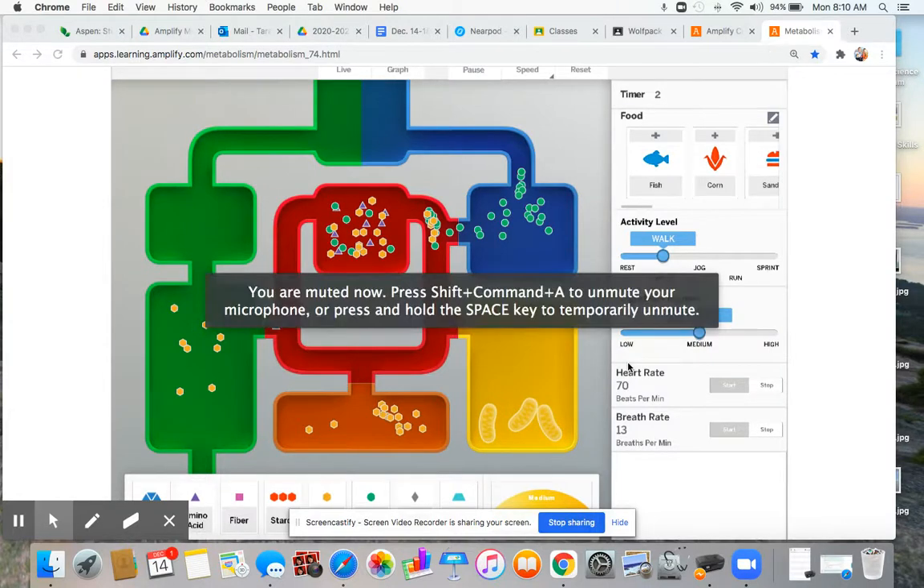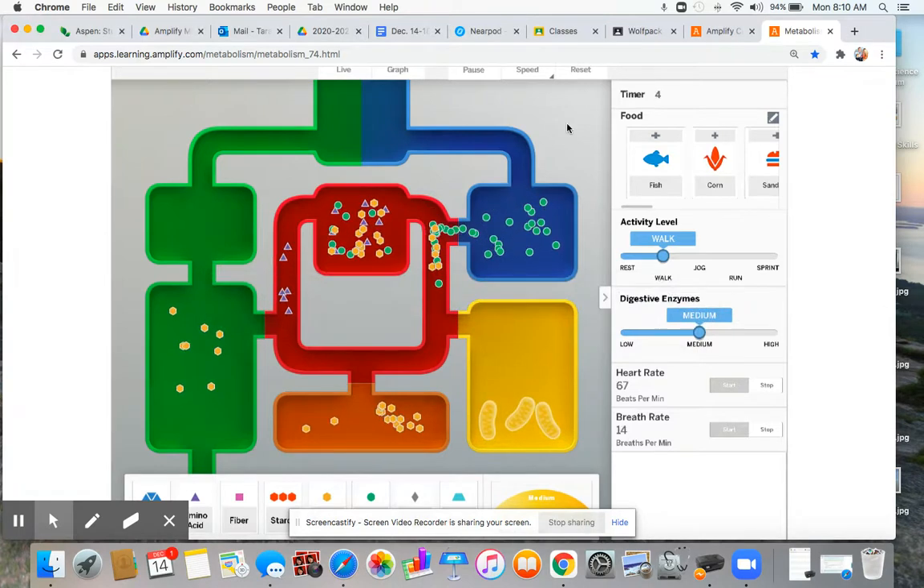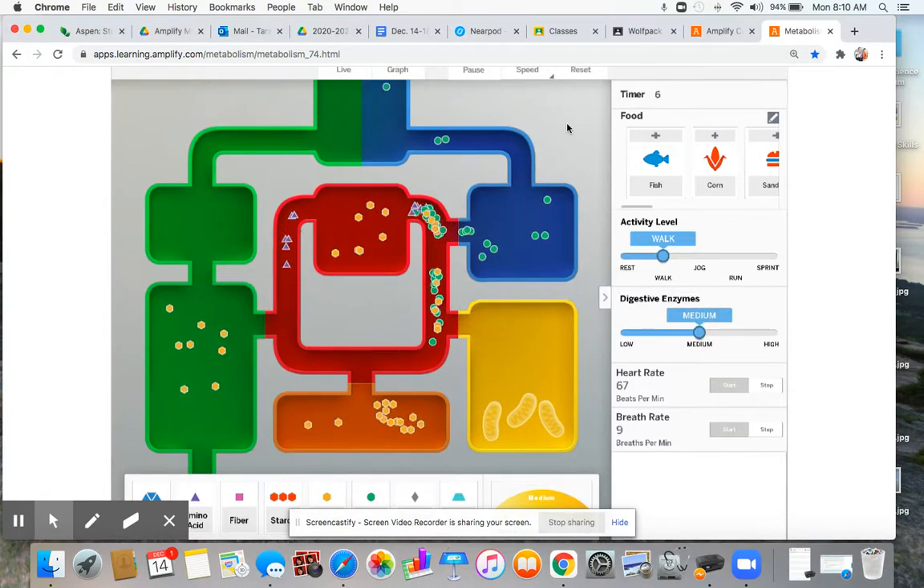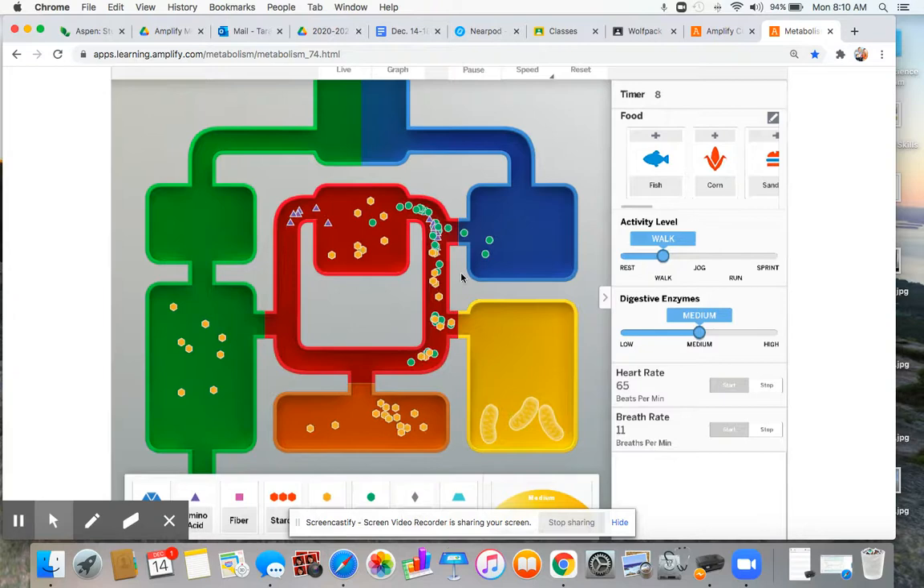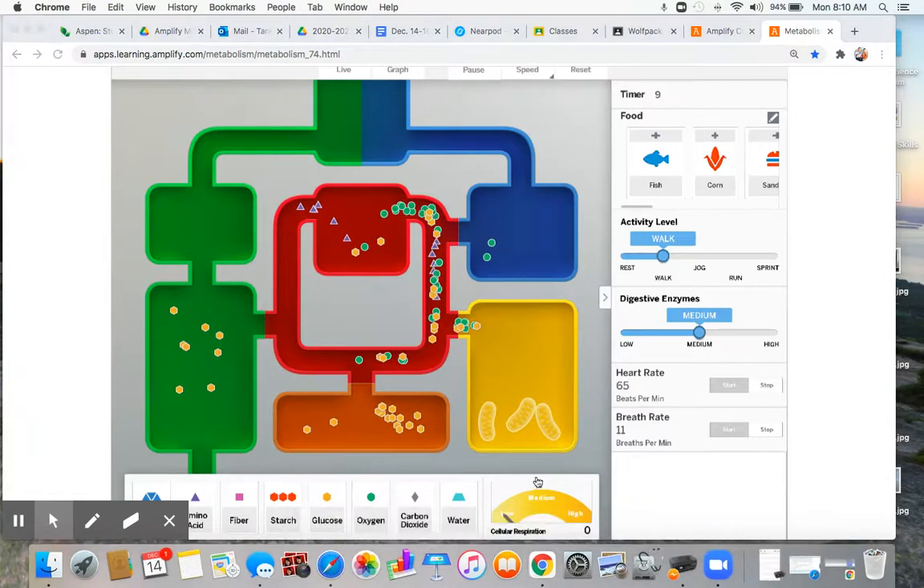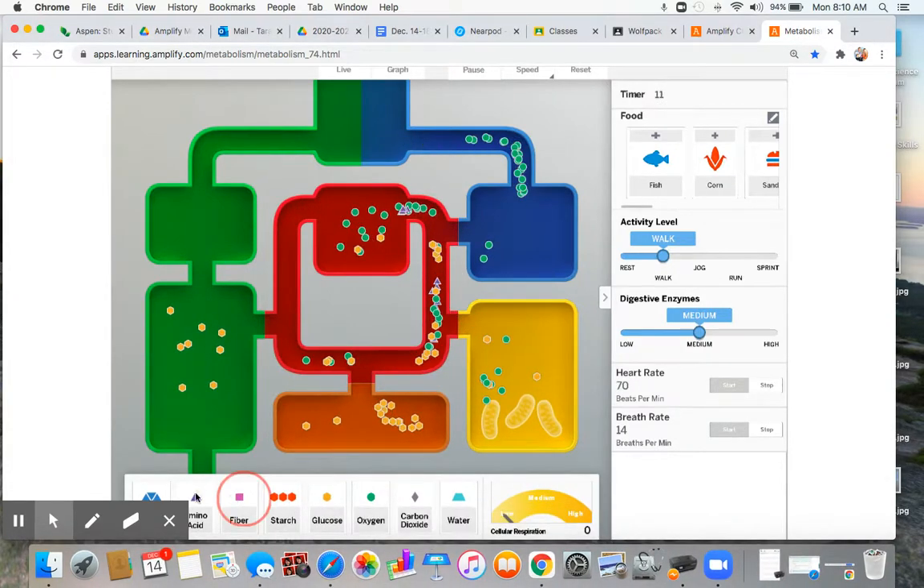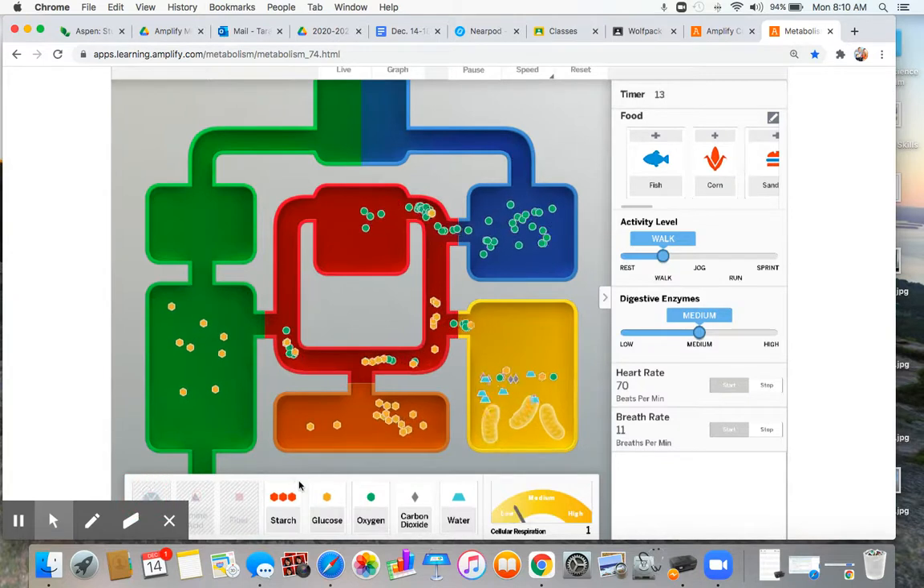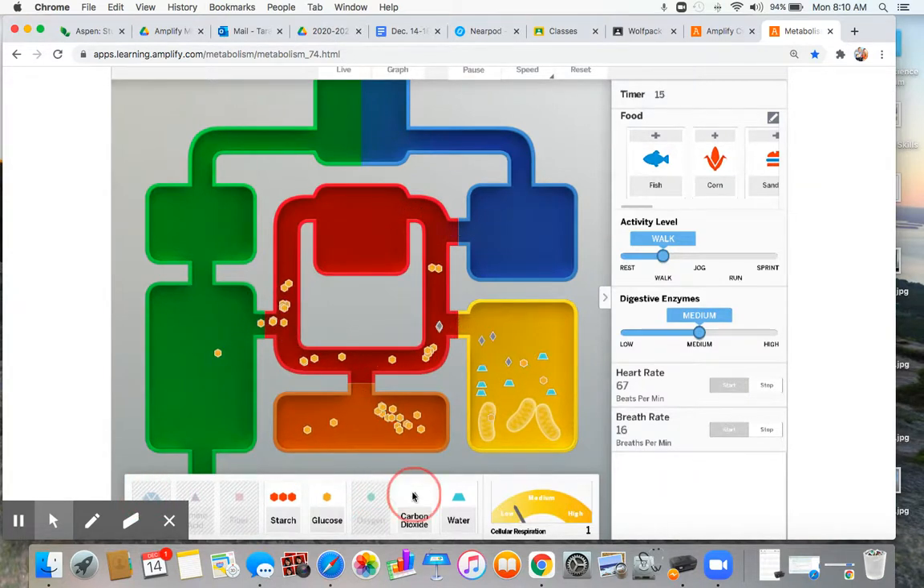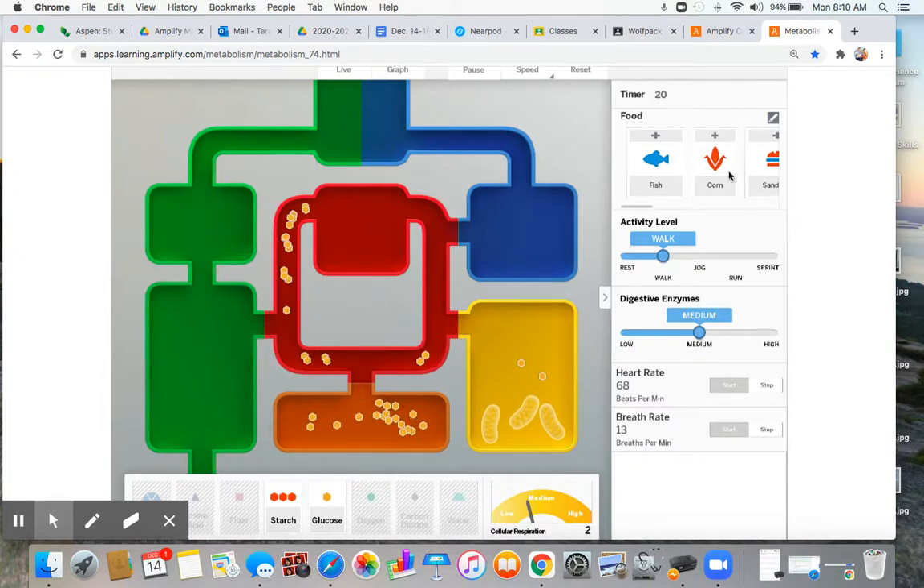Hello, we are here in the Amplify simulator, and we're just going to take a look at the assignment from the last lesson. So your job was to come down at the bottom, and the first thing you were supposed to do is turn off all the molecules except for starch and glucose, and then see what happens with them after you feed our simulator a sandwich.